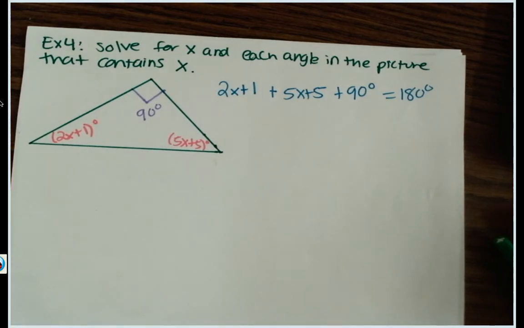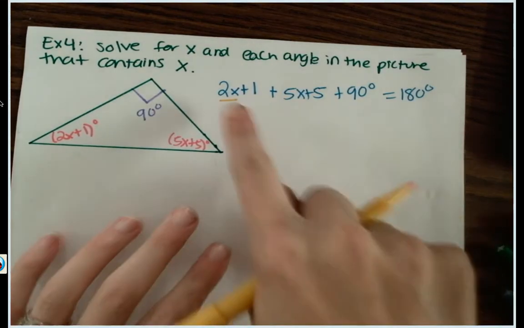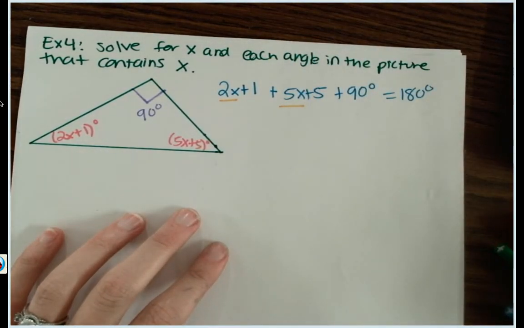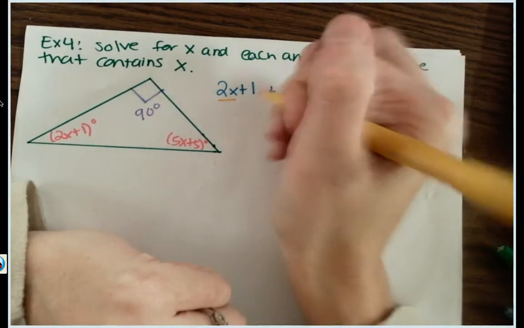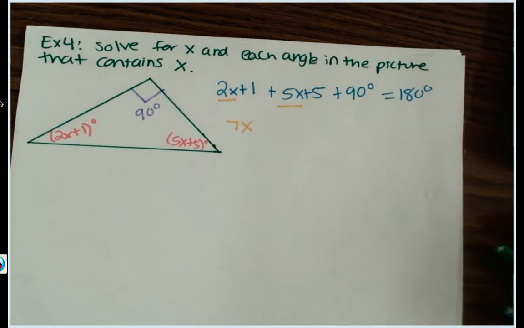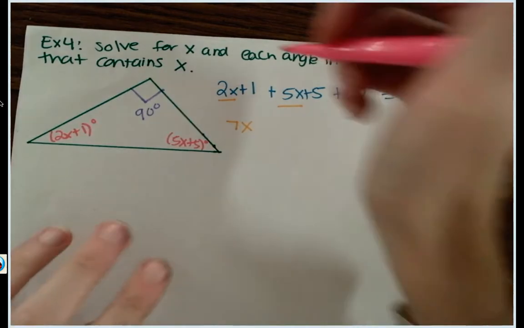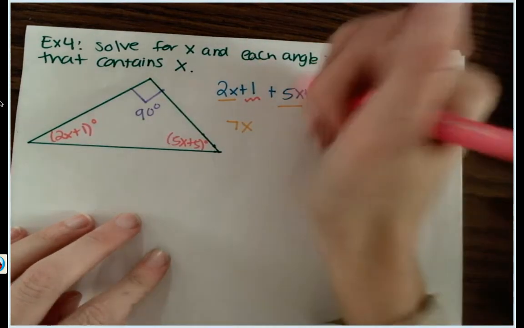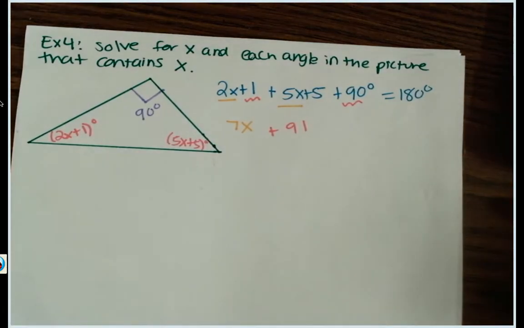So let's start combining our like terms, which looking in the picture, I need to combine every term that has an x inside of it. So, looking here, the only other term with an x is this 5x. And the 2x plus 5x will give me a 7x. Now my other like terms within the problem, I'll be combining the numbers without the x. So the 1 and the 90. So 90 plus 1 will give me plus 91. And those will all equal our 180.